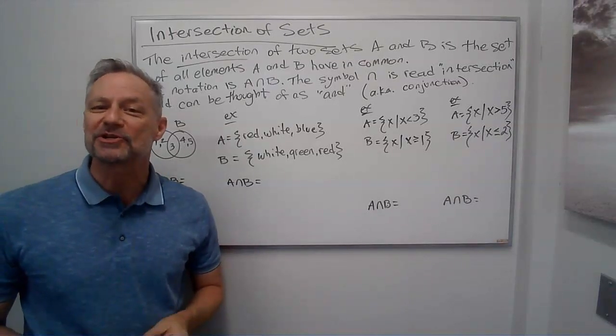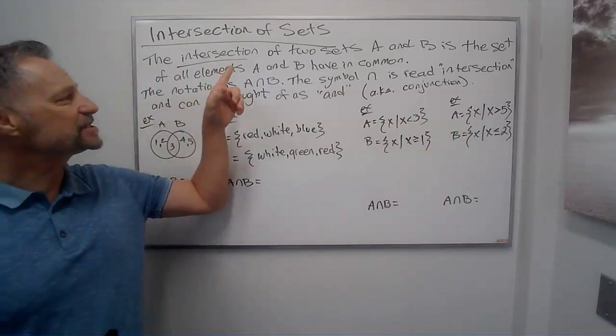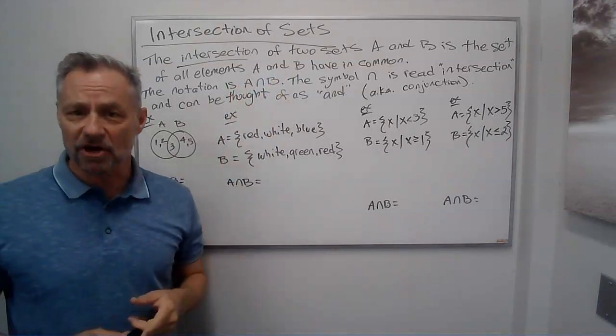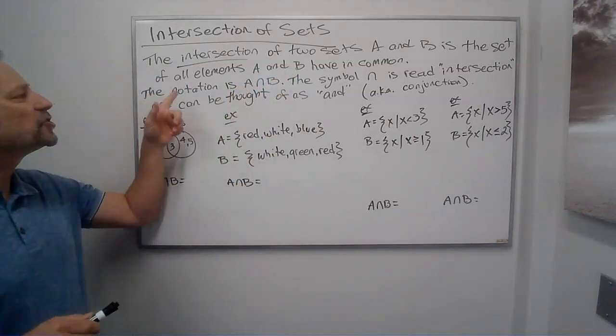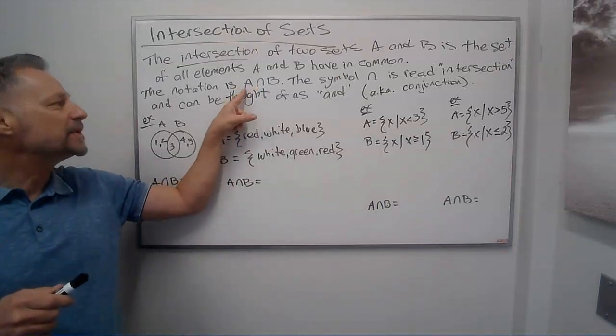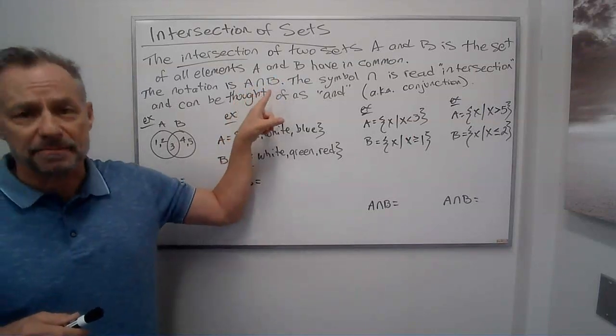Professor Monte, and we're talking about the intersection of two sets. So the intersection of two sets A and B is the set of all elements A and B have in common. All right, so the notation looks like this, like an upside down U. We read it A intersection B or A and B.